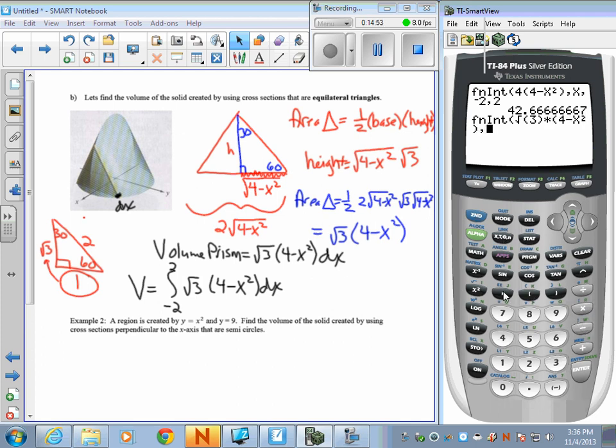So we evaluate our integral and get 18.4752.